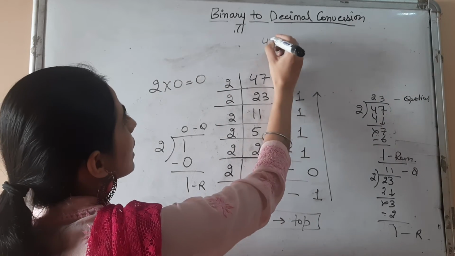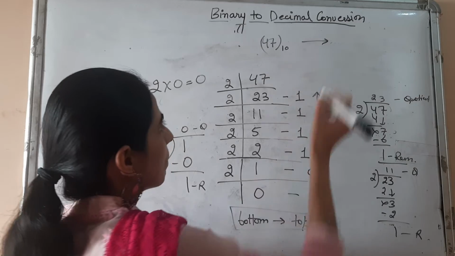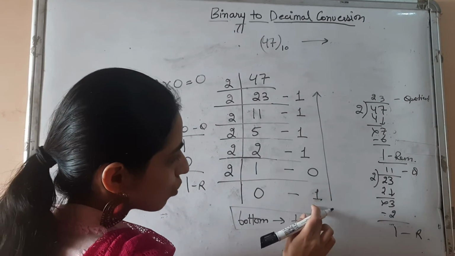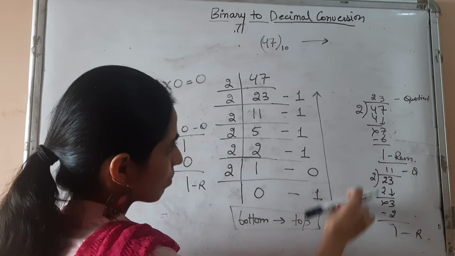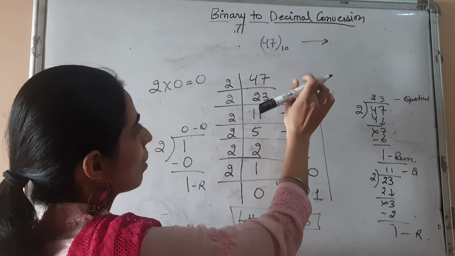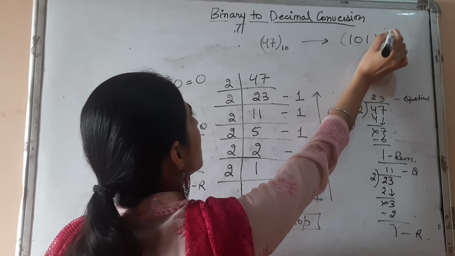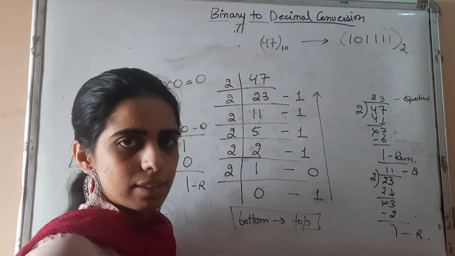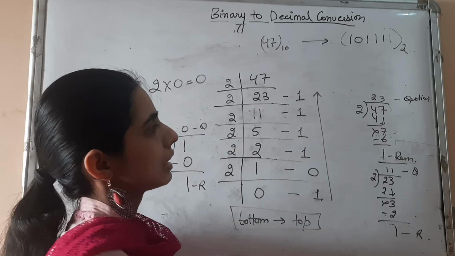ओके, 47 हमारा क्वेश्चन था कि मैंने लिया था डेसिमल, इसको मैंने कन्वर्ट किया था बाइनरी में. तो अब मैं यहाँ से शुरू करूँगी बच्चों, नीचे से ऊपर की तरफ बढ़ेंगे हम. We will move from bottom to top. So it will be 1 0 1 1 1 1. Okay, so 1 0 1 1 1 1 is our answer.